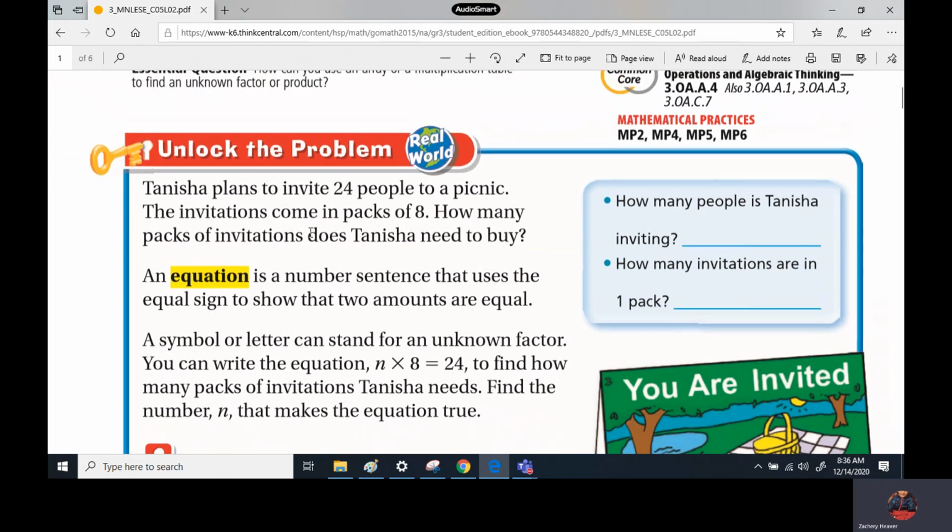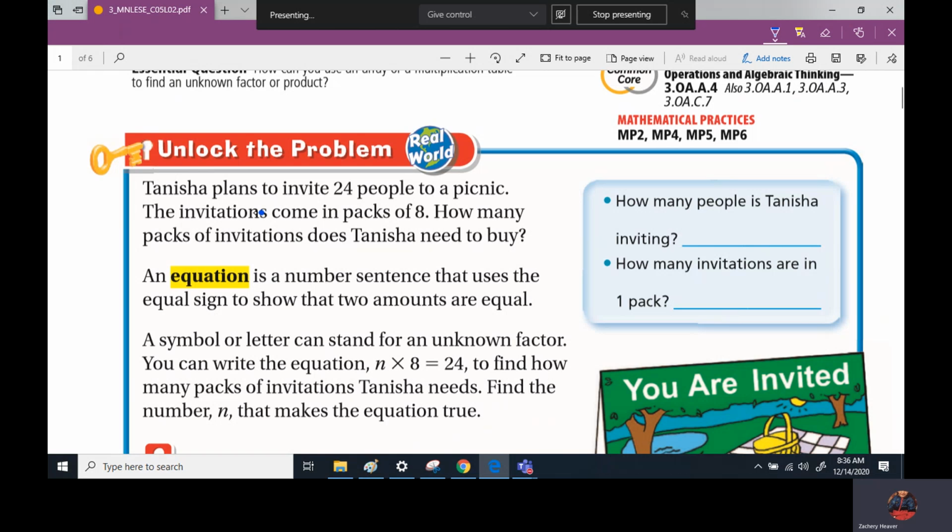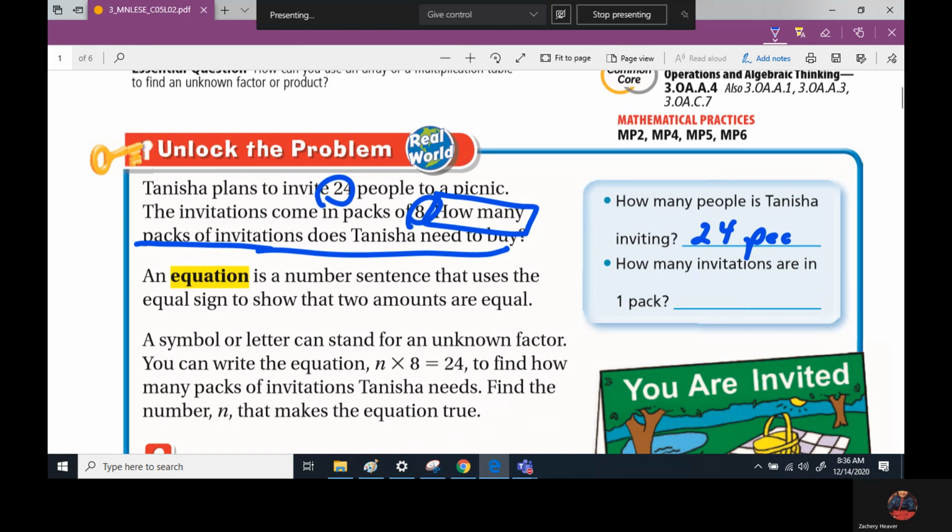It says Tanisha plans to invite 24 people. Let me add some notes. Tanisha plans to invite 24 people to a picnic. The invitations come in packs of 8. How many packs of invitations does Tanisha need to buy? So, how many people is Tanisha inviting? 24 people. How many invitations are in one pack? 8.